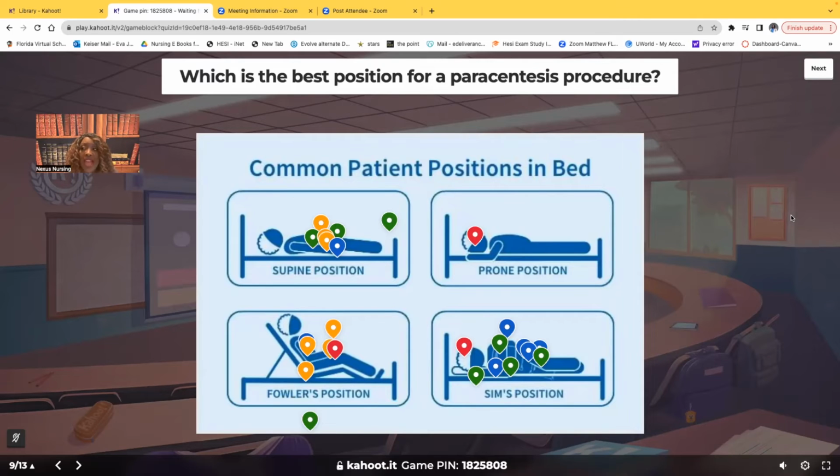So, and here's the thing, guys, NCLEX isn't perfect. Sometimes they're not going to give you the most perfect answer, and you have to choose the best answer out of your choices. And out of these choices, guys, the only one that comes close to it is going to be your Fowler's position.